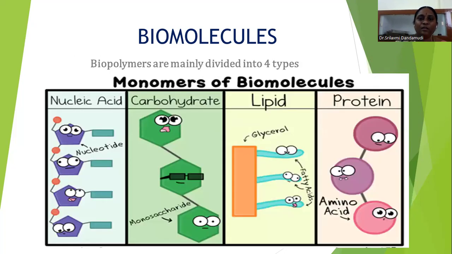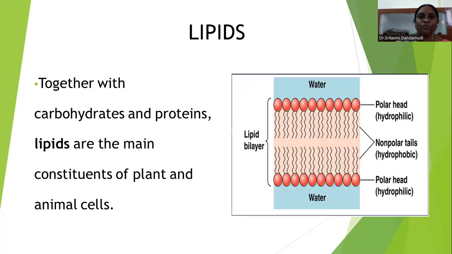Okay, so now we have to discuss lipids and nucleic acids. The lipids are biomolecules with a large structure, and the monomeric unit is glycerol. The second one is the nucleic acids. In the nucleic acids, nucleotides are the monomeric units. So we go for lipids. Along with carbohydrates and proteins, lipids also play a very important role in our body.